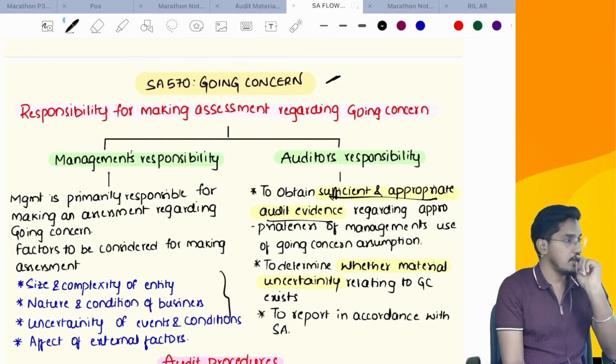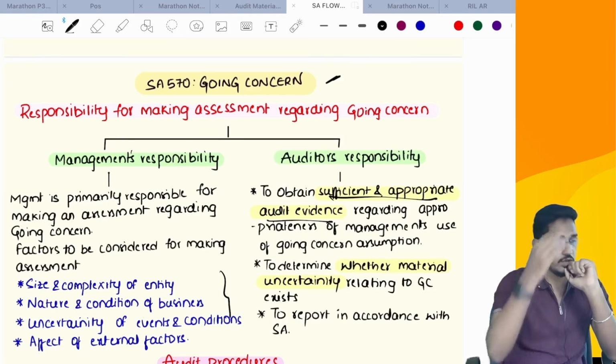So three objectives of the auditor as per SA 570. What are the three objectives? To obtain sufficient and appropriate audit evidence regarding appropriateness of management's use of the going concern assumption. Number two, to determine whether there is a material uncertainty relating to going concern. Number three, to report in accordance with this SA.